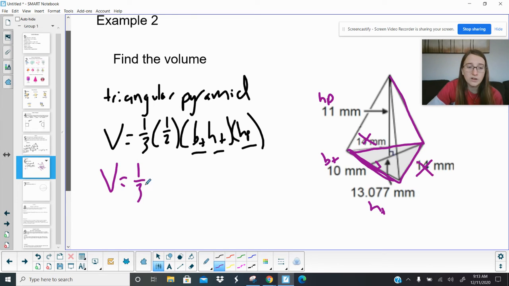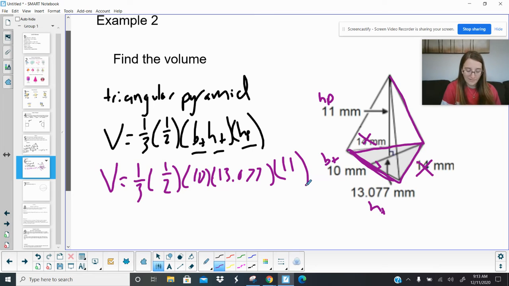We have 1/3 times 1/2. Base of the triangle is 10. The height of the triangle is 13.077. Times the height of the pyramid, 11. So we have to plug in correctly. 1/3 times 1/2 times 10 times 13.077 times 11. We should get a volume of 239.745.